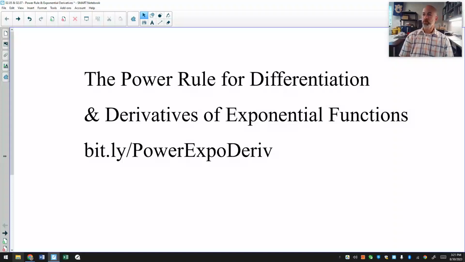We're going to look at the power rule for differentiation and finding the derivatives of exponential functions in this lesson.